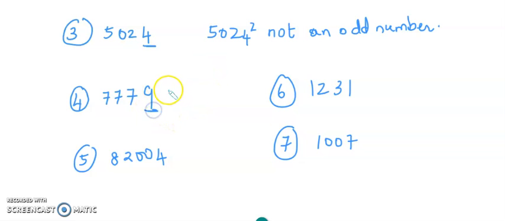9 is odd, so the square will be, yes, odd. 1 is odd, so the square of 1, 2, 3, 1 will be odd. 4 is even, so its square will not be odd. 7 is an odd number, so its square will be odd. Okay, these 4, 5, 6, 7, 8 are yours. You have to write the answers.